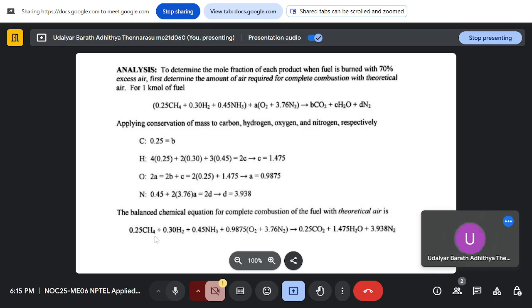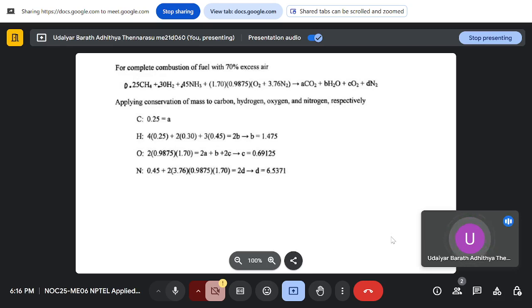0.25 times of methane plus 0.3 times of hydrogen plus 0.45 times of ammonia gives 0.9875 moles of air combusting to give 0.25 moles of carbon dioxide plus 1.475 moles of water plus 3.938 moles of nitrogen.